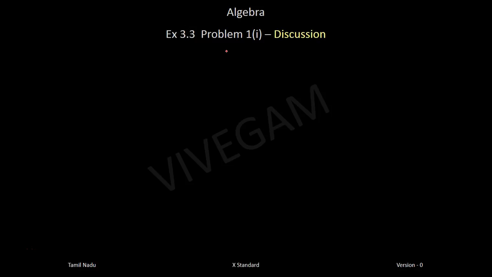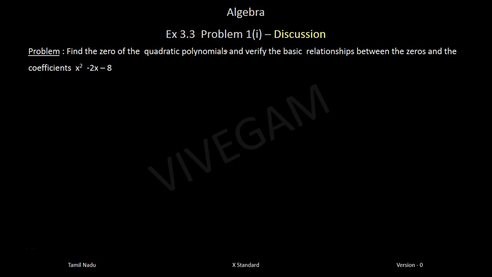Exercise 3.3 Problem 1 Division 1 Discussion. Find the zero of the quadratic polynomial and verify the basic relationship between the zeros and the coefficients: x square minus 2x minus 8. So this is the polynomial.